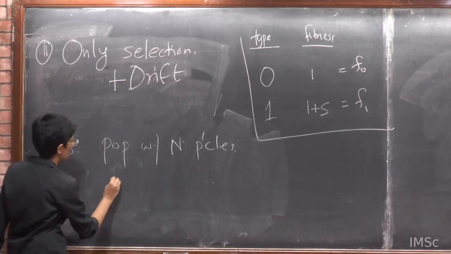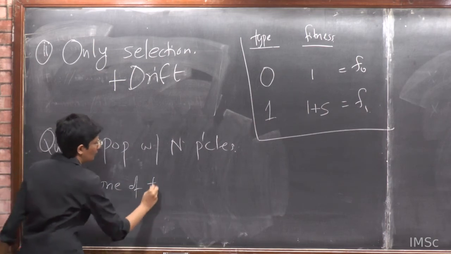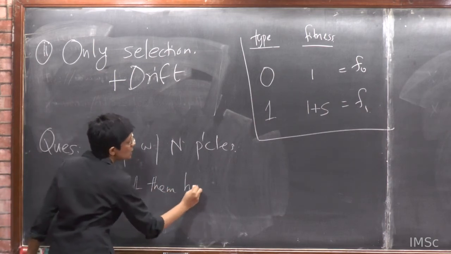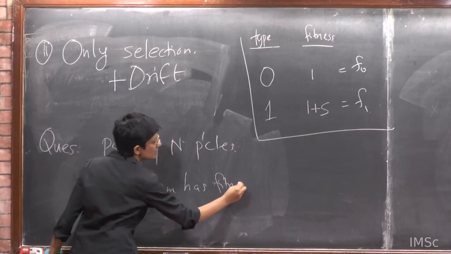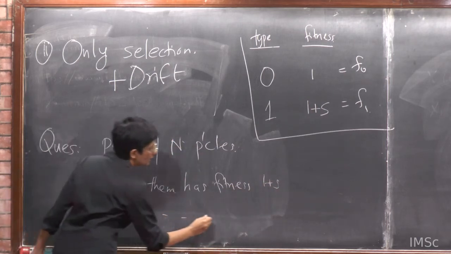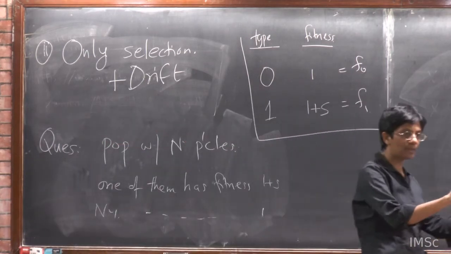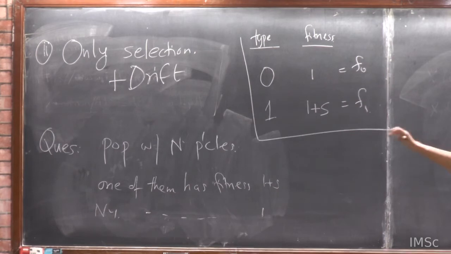only one of them has fitness 1 plus s and n minus 1 have fitness 1. Okay? So I start with that Wright-Fisher simulation in which I am going to put those things, right? And then evolve this population. What do you think is going to happen at large times?